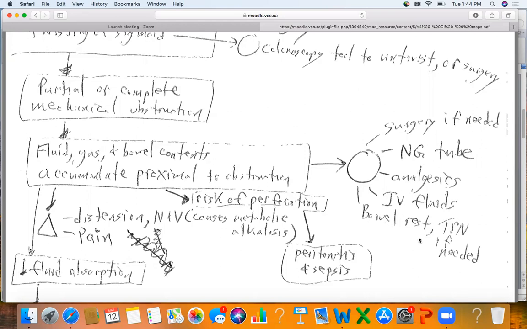Bowel rest we've talked about above. Obviously, if there's an obstruction of any kind, it's generally advised that we have some degree of bowel rest. We'll talk a little more about some fine nuances of that point later on. TPN goes hand in hand if the bowel rest is long enough.